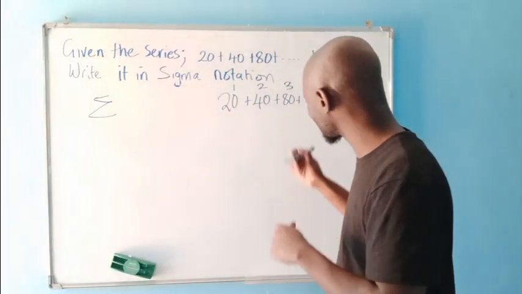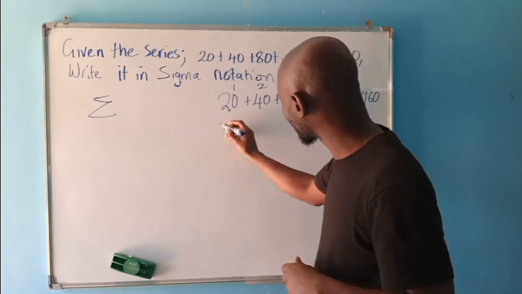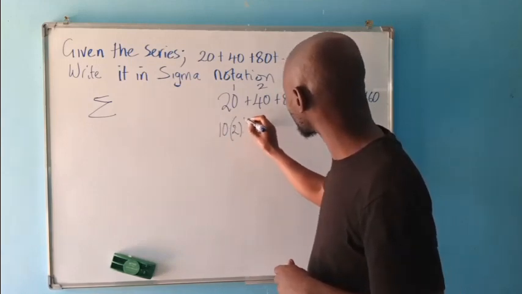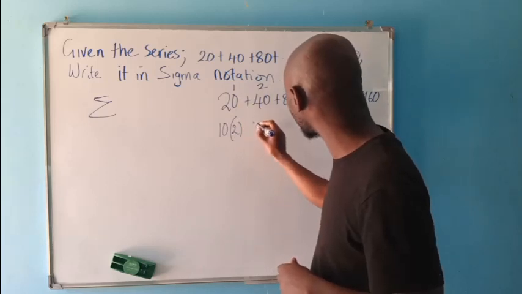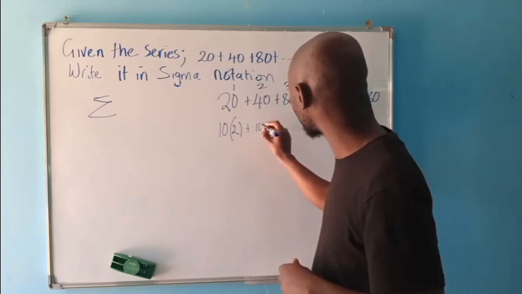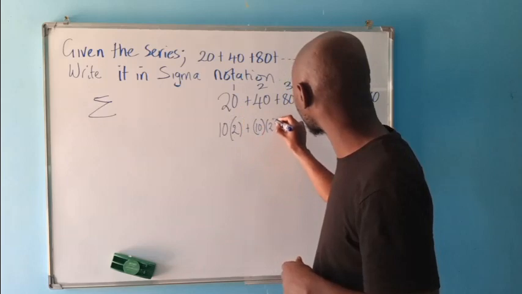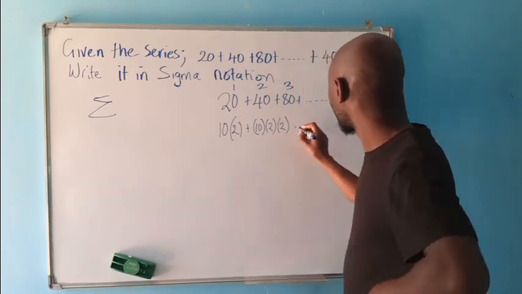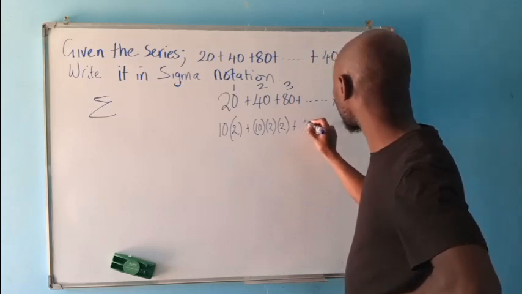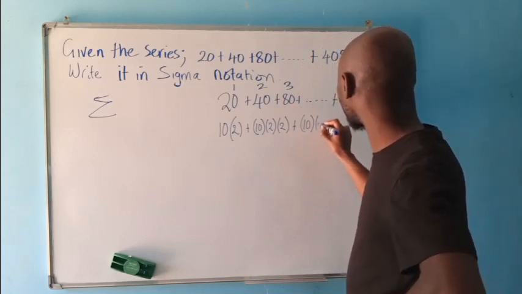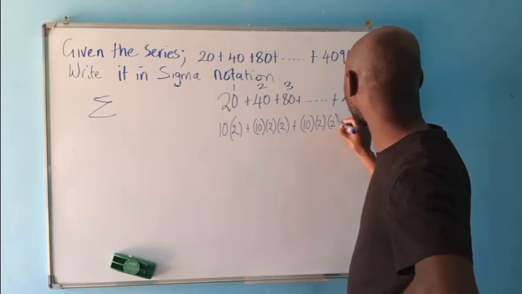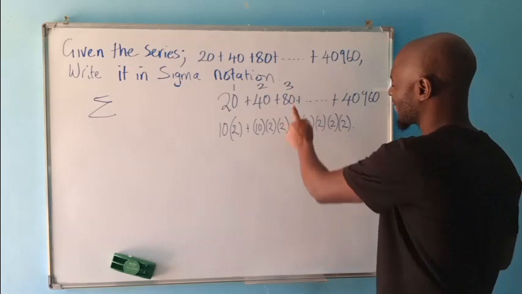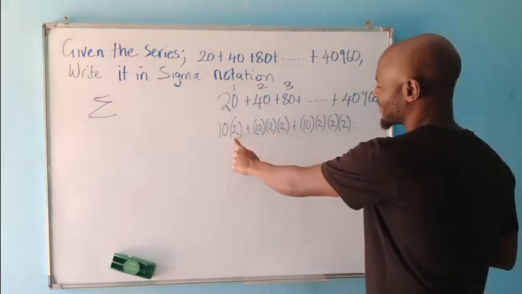Now, if you look at these particular terms, you can observe something here. There is 10 multiplied by 2. This is the first position here. Then on the next position, we have 10 multiplied by 2, again multiplied by 2. For the next position, we have 10 multiplied by 2, multiplied by 2, again multiplied by 2. And this is position number 3, position number 2, position number 1.